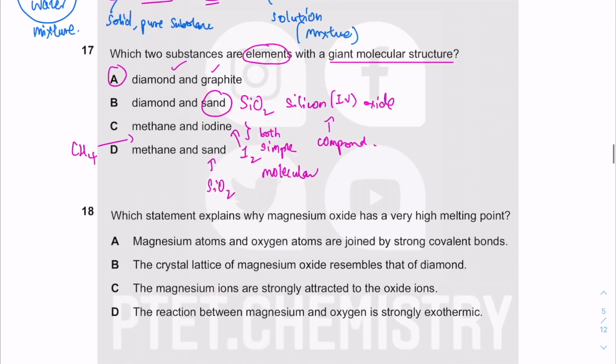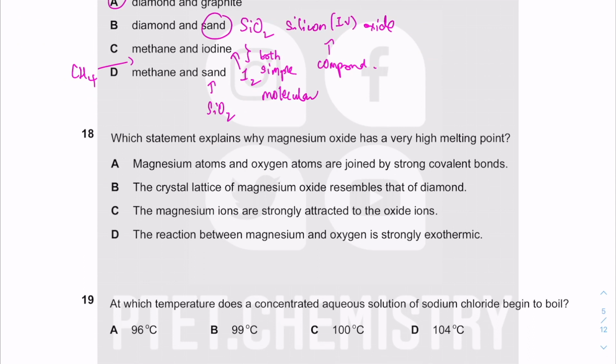All right. Number 18, which statement explains why magnesium oxide has a very high melting point? Magnesium oxide contains an oxide, which is an ion of oxygen, O2 minus. So magnesium oxide is MgO, because of Mg2 plus and O2 minus. Two electrons are lost from the magnesium atom to give you Mg2 plus, and both electrons are gained by oxygen to give O2 minus. So you just need one of each. Therefore, the stoichiometry, the ratio of the cation and the anion, is 1:1. The formula of magnesium oxide is MgO.